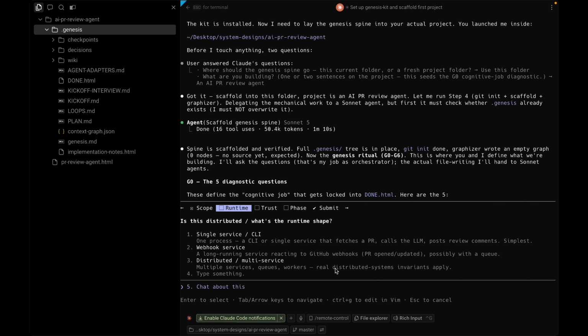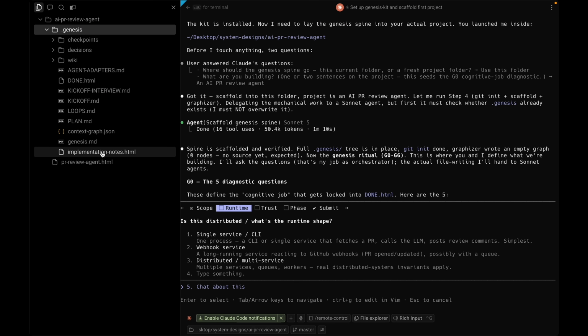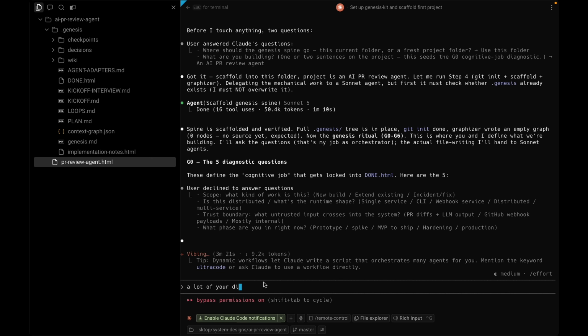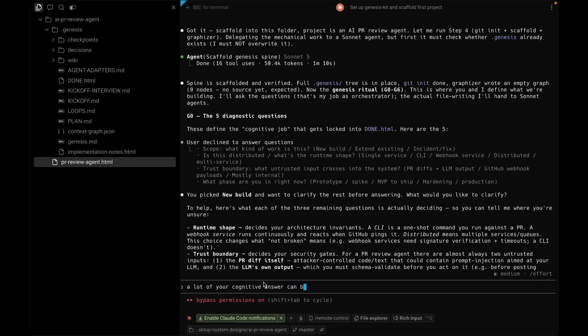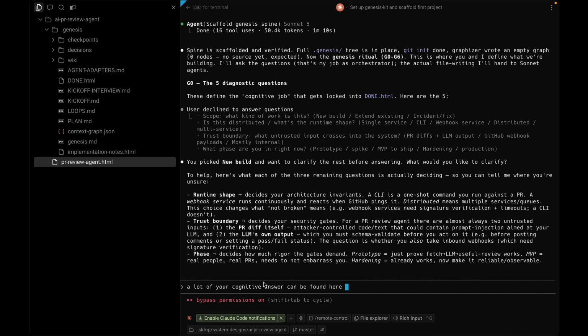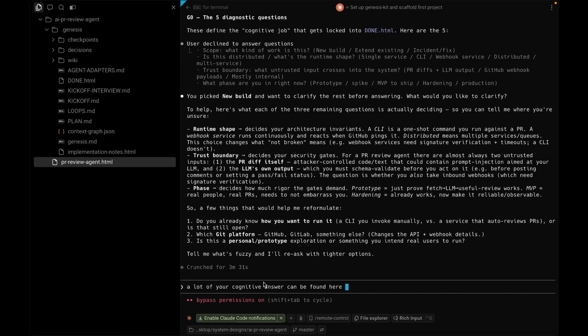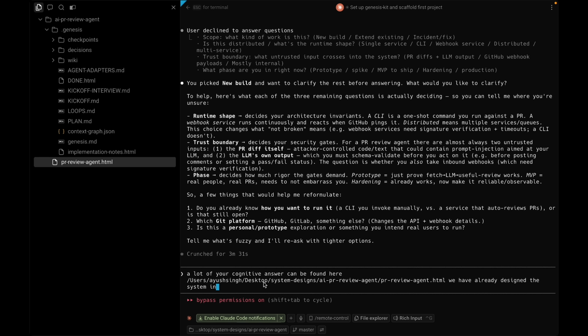Instead of giving a lot of answers, because I think we have already designed our system, we don't want to give a lot of the answers. A lot of your diagnostic and cognitive answers can be found here. However, if you're starting a project, this gives you a good way to think about it. We have already designed the system in general, and that's where we spend a lot of our time.